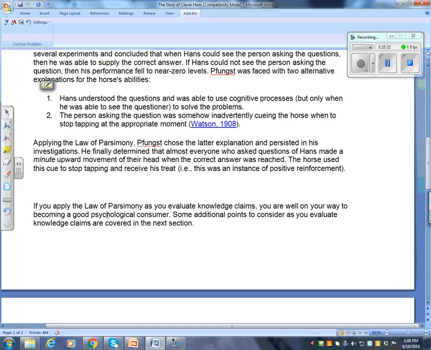If you apply the law of parsimony as you evaluate knowledge claims, you're well on your way to becoming a good psychological tutor. Do you understand the law of parsimony? If you had to summarize it in about 8 words, what would it be? The simplest, what, Connor? Simplest explanation or simplest solution is usually right.